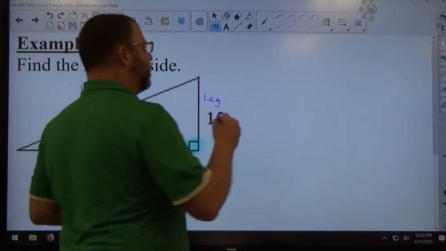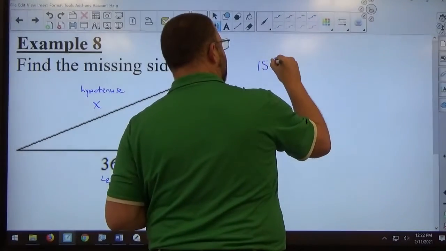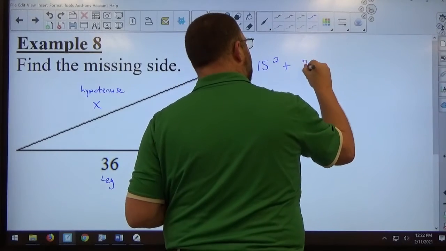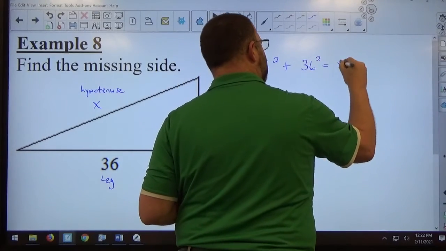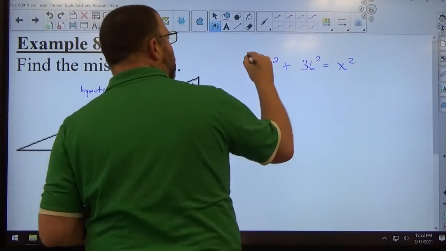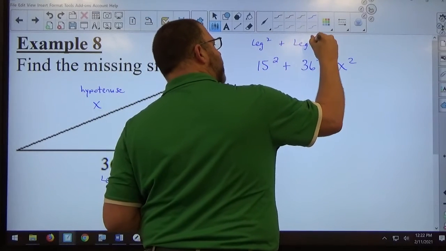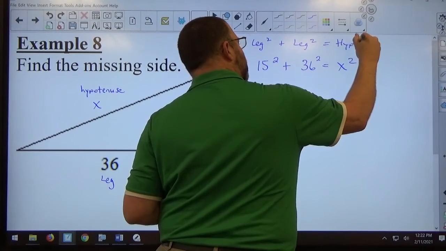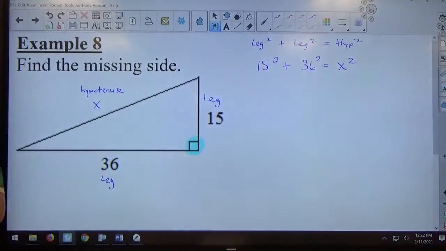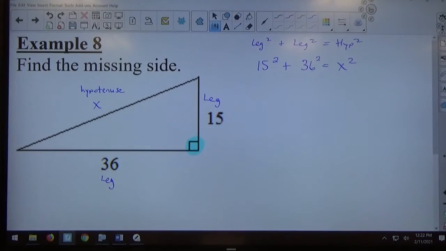So specifically here, 15 squared plus 36 squared equals x squared. And it's very important, leg squared plus leg squared equals hypotenuse squared. That order matters. Make sure the hypotenuse is all by itself, the legs are together. You don't always get two legs. Sometimes you get a leg and a hypotenuse. Make sure you put things where they belong in the formula.